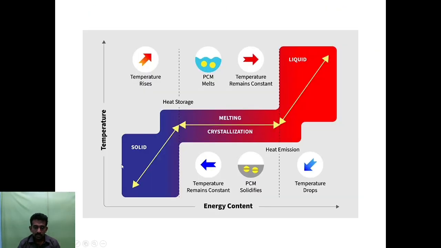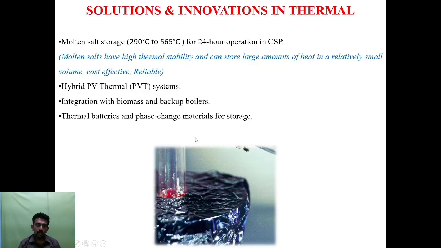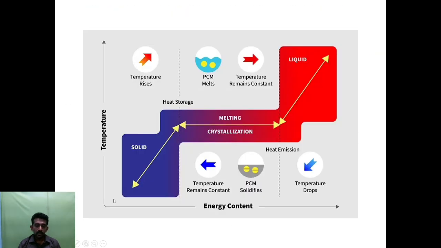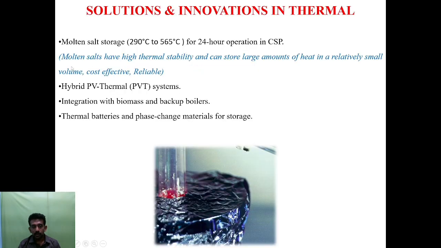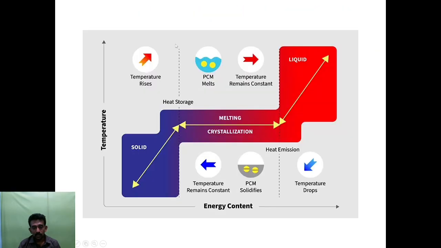And this is the schematic of the molten salt storage systems. Here the graph is plotted between temperature and energy content. As the temperature increases, the energy content increases, thereby the molten salt goes from solid state to liquid state. This is one of the technologies by which we can store from around 290 degrees centigrade to 565 degrees centigrade with a higher amount of energy storage content.